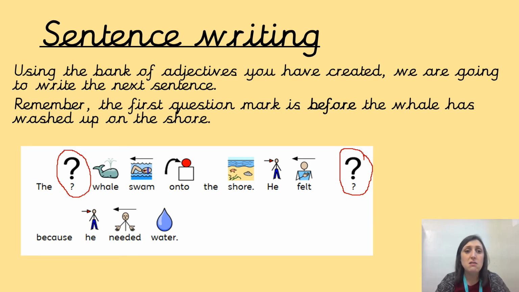So think about how you could describe the whale in the first case. You could say the massive whale swam onto the shore. He felt worried because he needed water. You could say the giant whale swam onto the shore. He felt anxious because he needed water. I'm not going to give you any more because I've given you those two already, and you should have a list of adjectives to help you write this next sentence. So pause the video here, use the communication in print to help you, and then when you're ready, unpause and we'll move on to the next one.